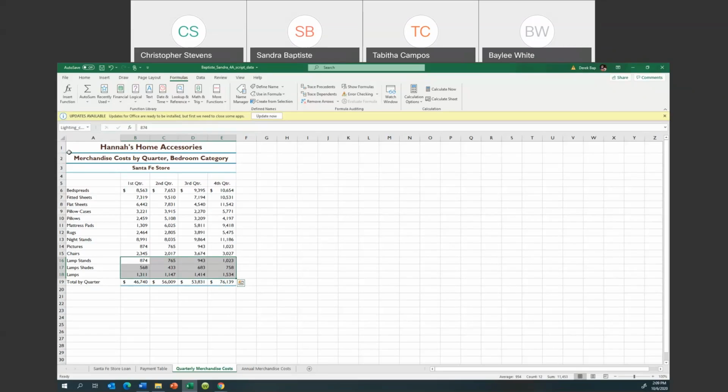All right. And so I honestly think this may be a good stopping point for now. There's not much left for us to do with the annual merchandise costs, because all that's left is to show you how you can use the names in functions. But I do want to stop here.